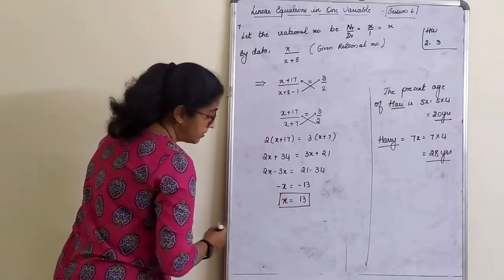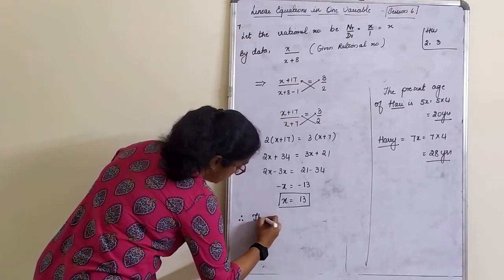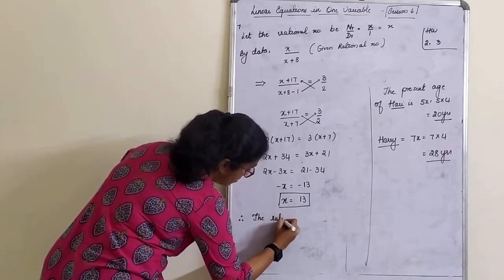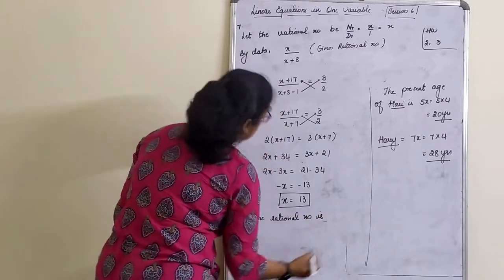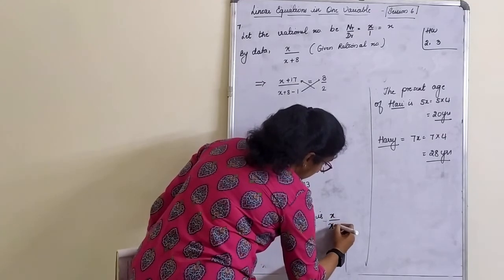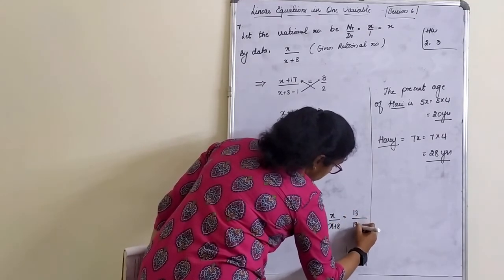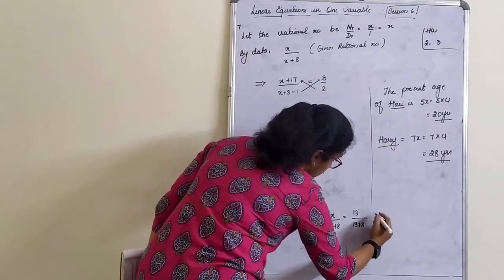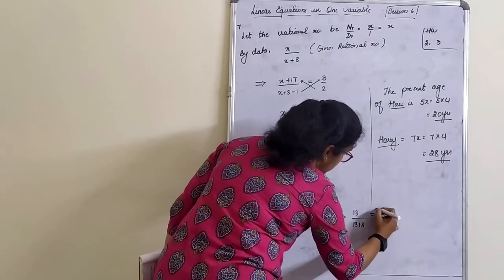Therefore, the rational number is x upon x plus 8, that is equal to 13 upon 13 plus 8, that is equal to 13 upon 21.